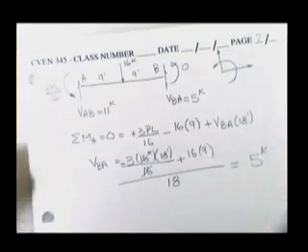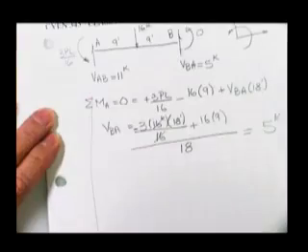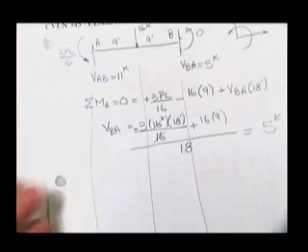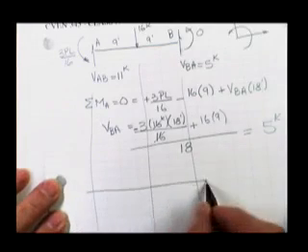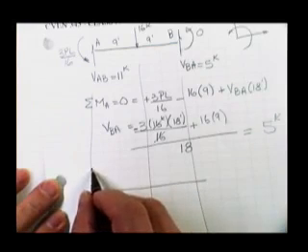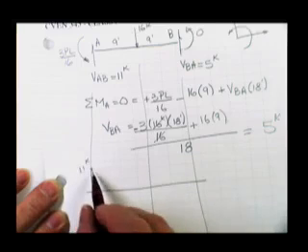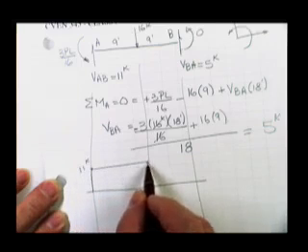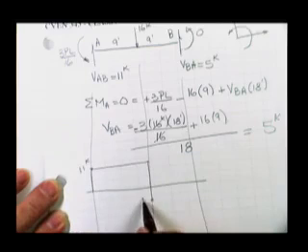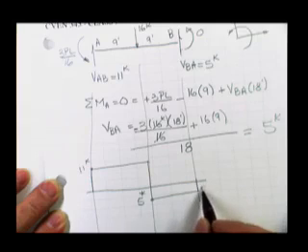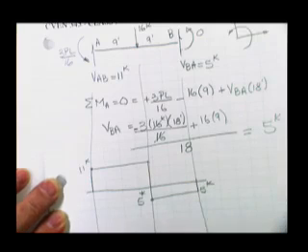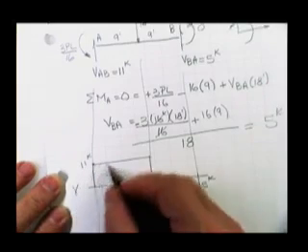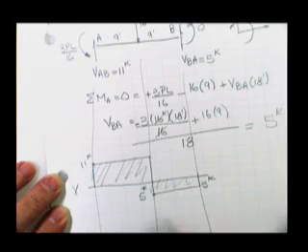And who cares? I care, because now I can draw a shear and a moment diagram. Up 11, nothing going on. Down 16, nothing going on. Up 5. There's my shear diagram. Now my moment diagram.